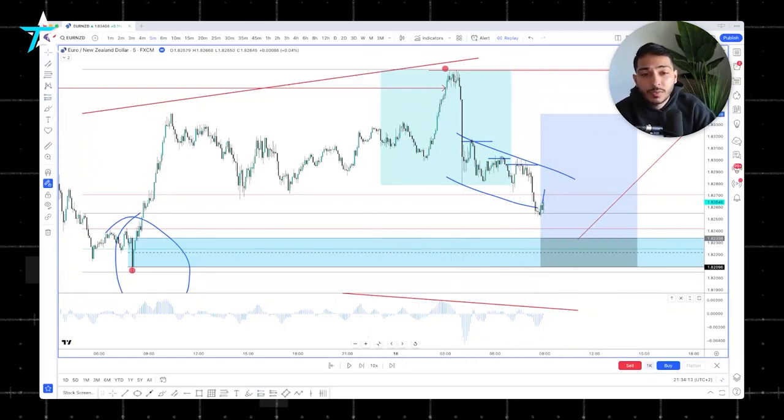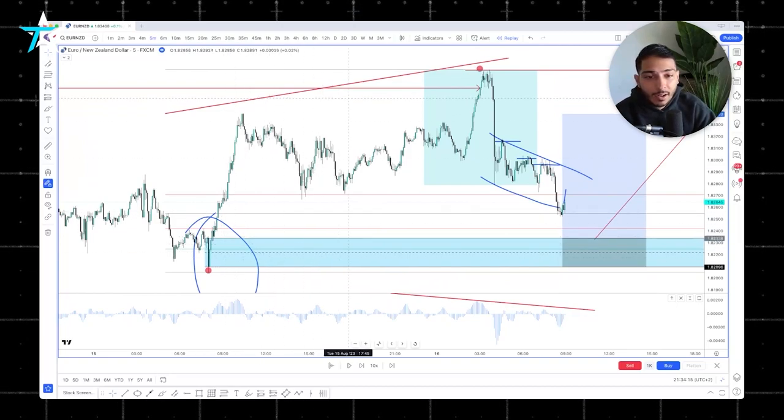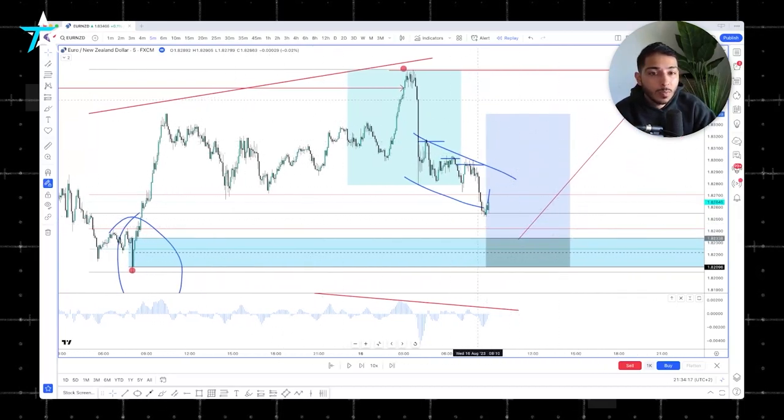So first things first, we got the Asian range. We have the higher time frame sentiment. We know we're overall bullish, but we're trading a lower time frame thing. We have a good risk to reward trade. We don't need to go crazy, right?